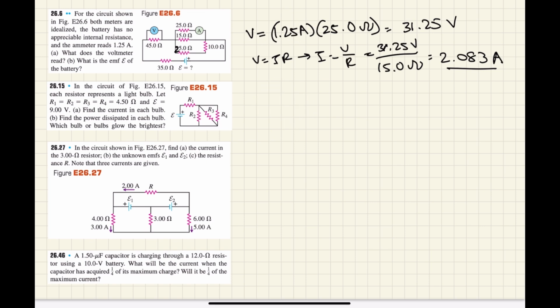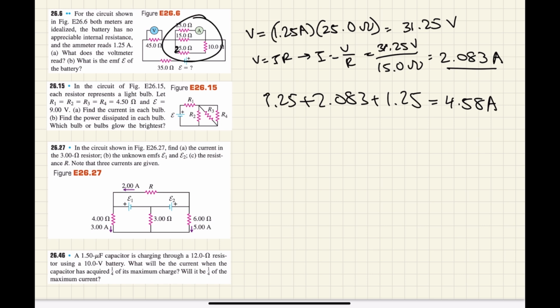And so that means that we have 1.25 plus 2.083 in the middle plus another 1.25 in the bottom, which is a total of, again, 4.58 amps as the total current through this little segment here. Now, if you replace that with a single resistor, that is in series with this, which is in series with that, which means all those currents have to be the same. So the current going through this 45 ohm resistor is also 4.58 amps.